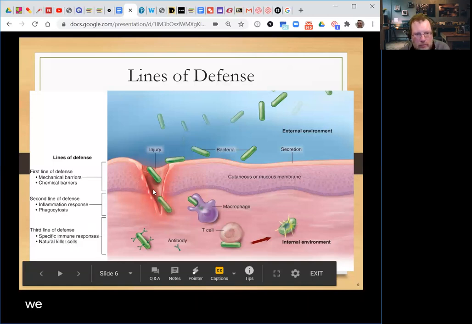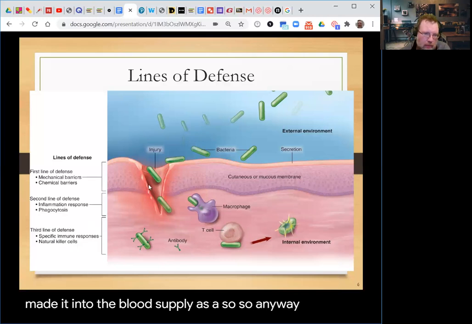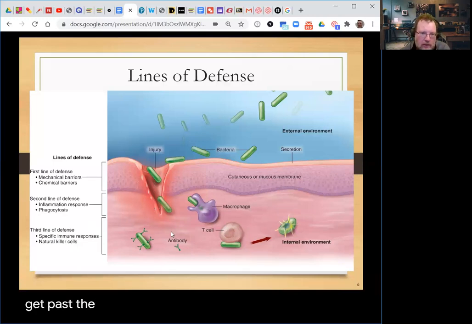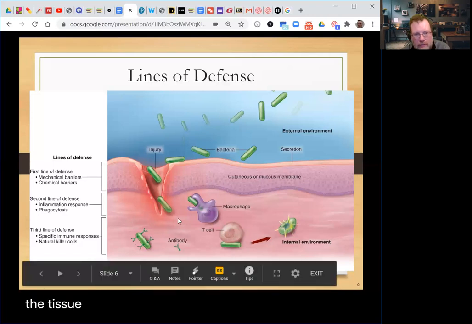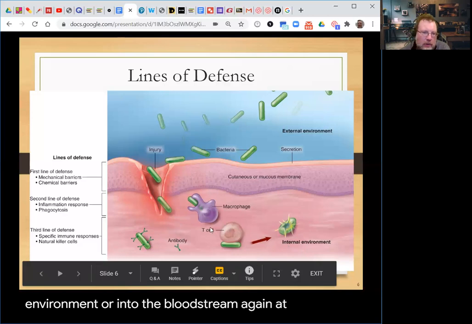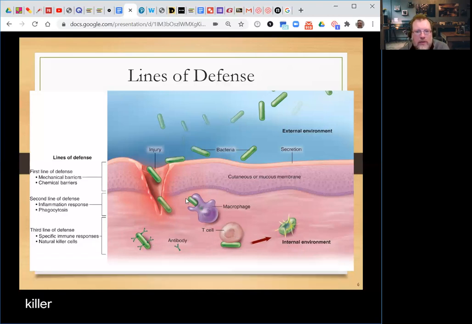So once we breach the connective tissue, once we've maybe made it into the blood supply, so anyway, we get past the first line of defense, we enter into the tissue level, the connective tissue level, and then we go further and we get maybe into the internal environment or into the bloodstream. Again, at that point, we may have to activate T cells and antibodies coming from B cells. So these are going to be your specific immune responses. And then again, we'll talk about natural killer cells in just a few minutes.